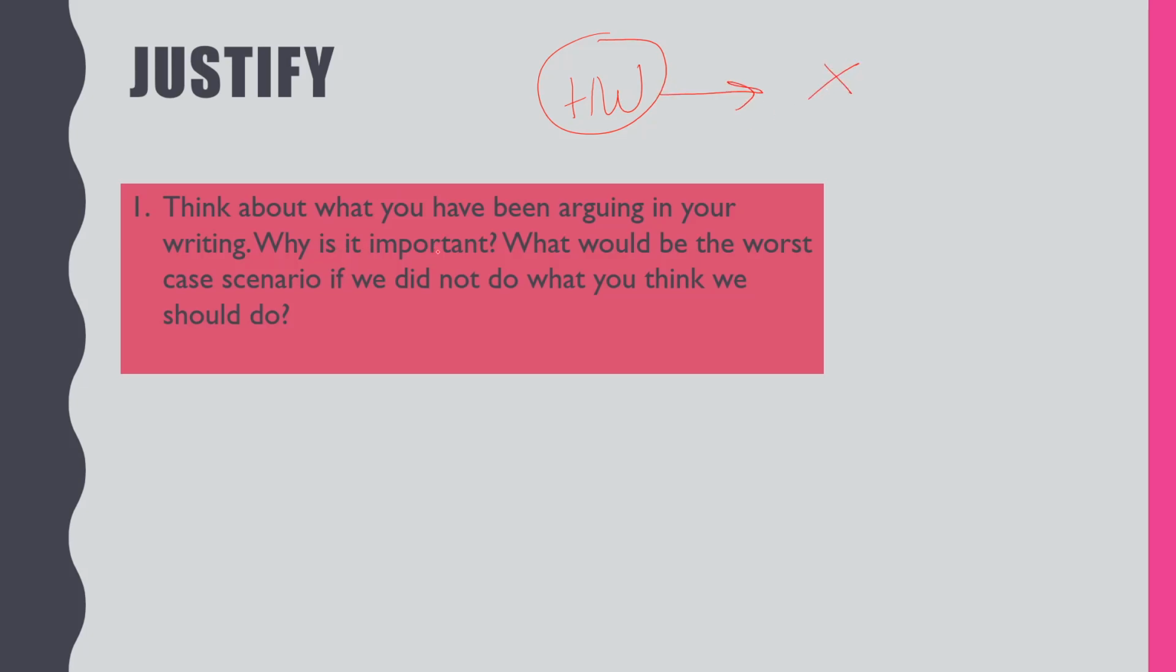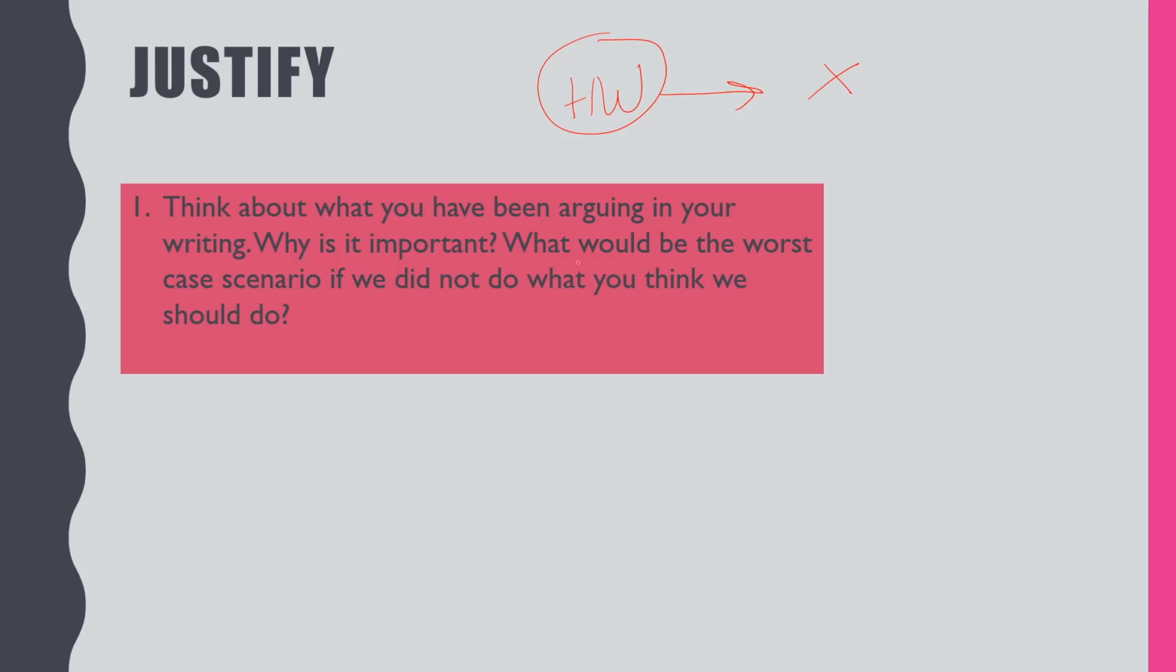Why is that important? What would be the worst case scenario if we didn't do what you think we should do? So I might say to you, don't run around barefoot outside. Right, I might write a whole newspaper article about running around barefoot outside. What could be the worst thing that happened if you run around barefoot outside? You might step in a pile of dog poo, or you might step on a bee or something, or like a shard of glass, right?